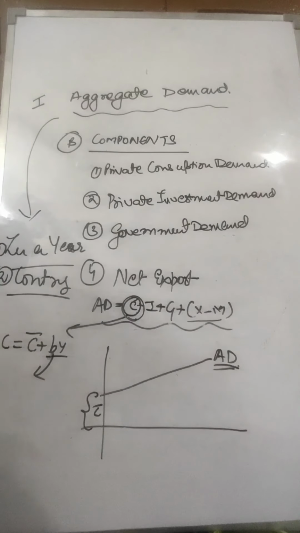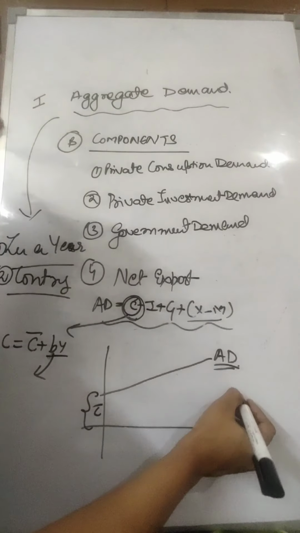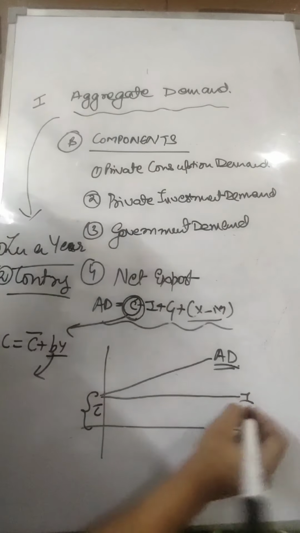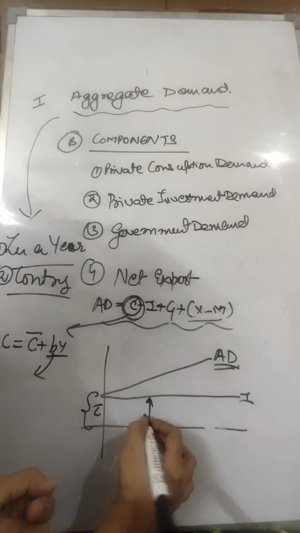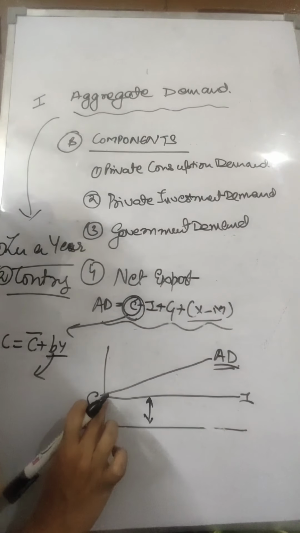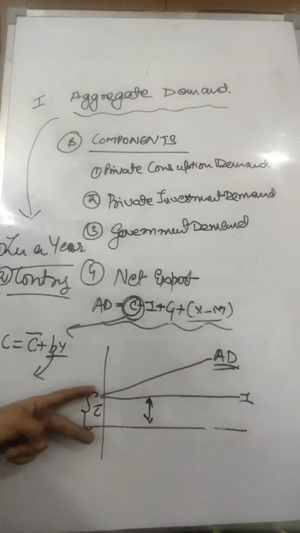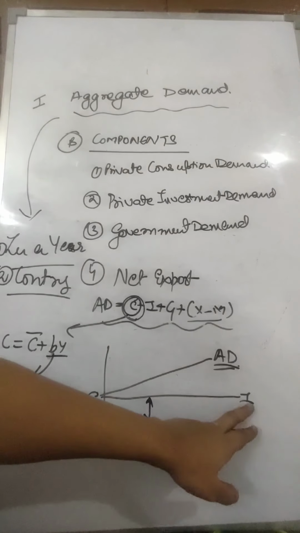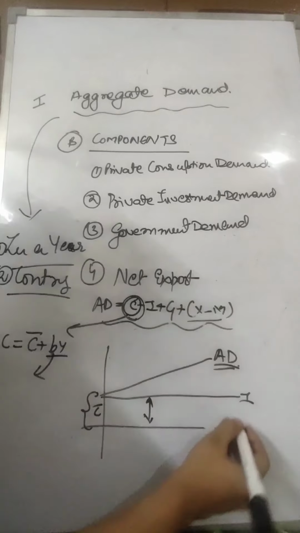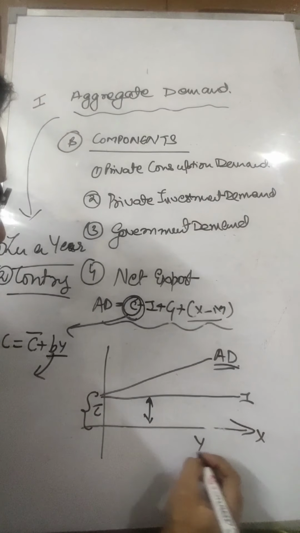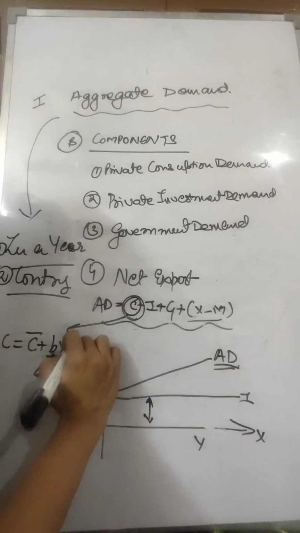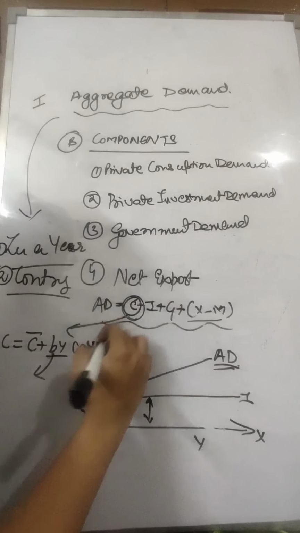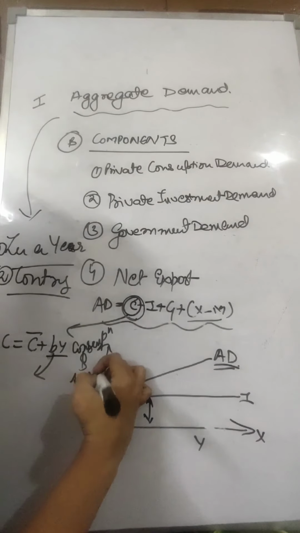Also, as our investments are constant, we prepare a line that is called I, which is parallel to the X axis, and that is again equivalent to our C bar many times, or many times it's not. So that doesn't make a difference. But yes, I is parallel to the X axis. On the X axis we measure income, and on the Y axis we measure consumption and investment.